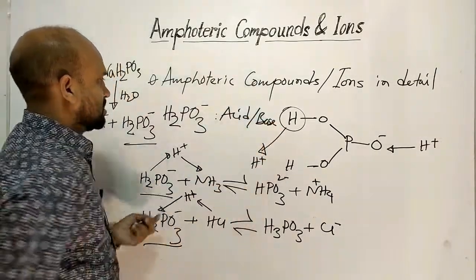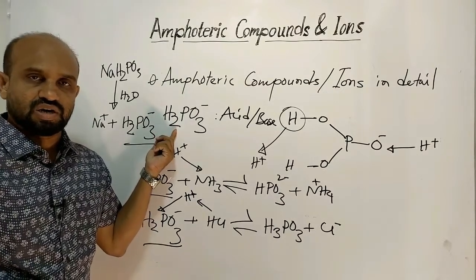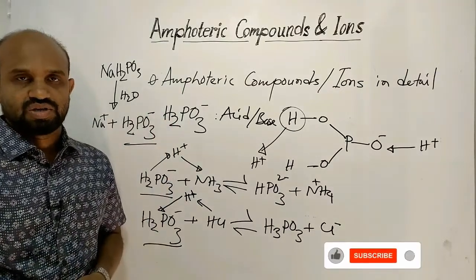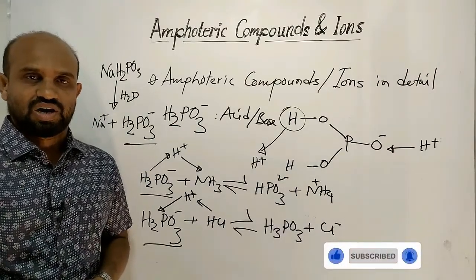Now we can say that dihydrogen phosphite ion is a kind of amphoteric ion. This is all about amphoteric compounds or ions.